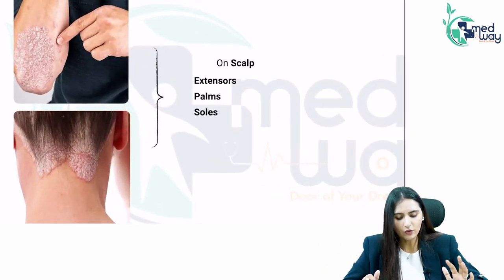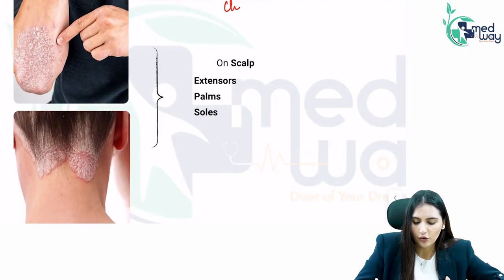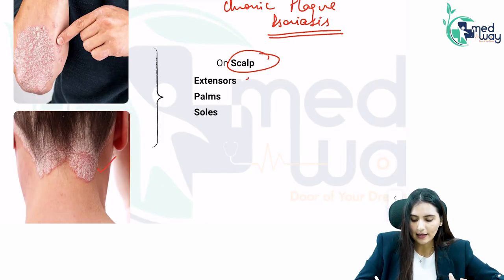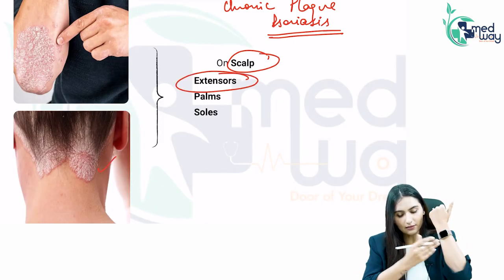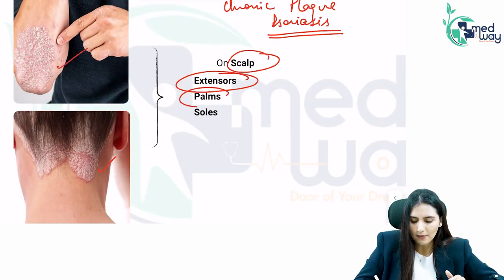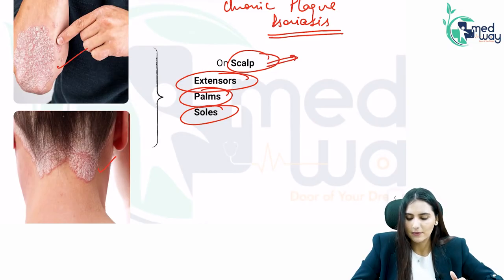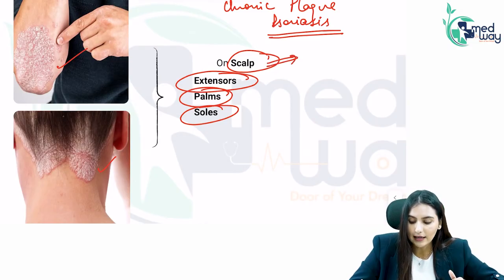Now, I've already told you that we're talking about chronic plaque psoriasis. Okay? So this will come on scalp. Look at this. On extensors. These are your extensors. Look at this. On the palms and on the soles. Okay. When it comes on the scalp, there's a characteristic thing that it exceeds more than 1 centimeter from the hair margin.